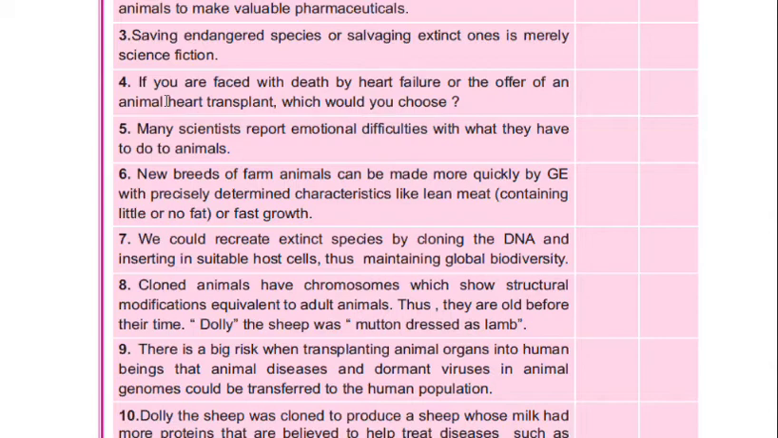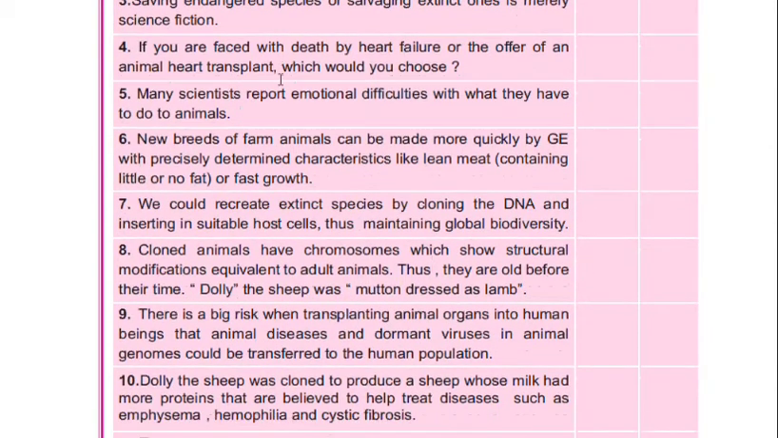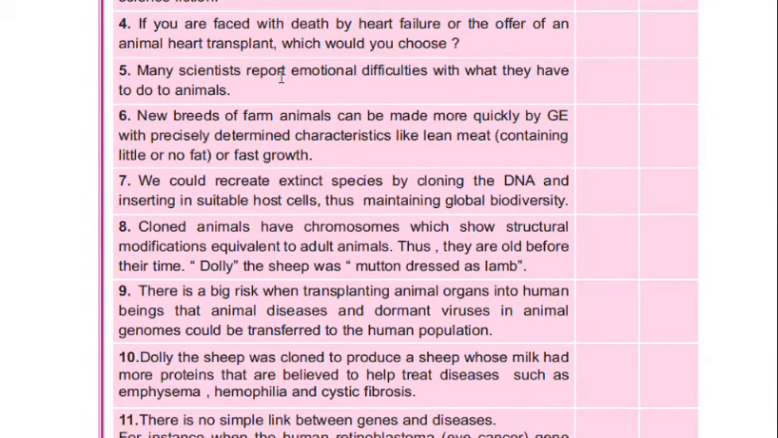If you are faced with death by heart failure or the offer of an animal heart transplant, which would you choose? Well, most people in this situation are going to choose the offer of an animal heart transplant. Living with the organ of an animal is better than dying. So that's what most people are going to choose. So this is something that is an advantage of genetic engineering.